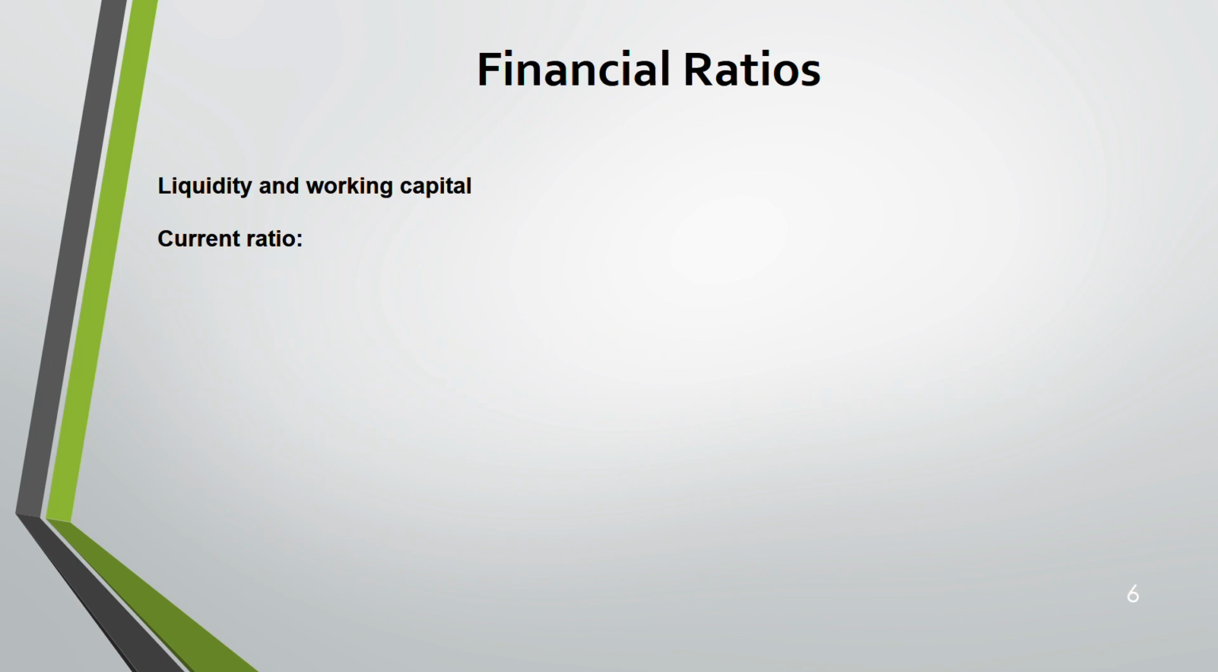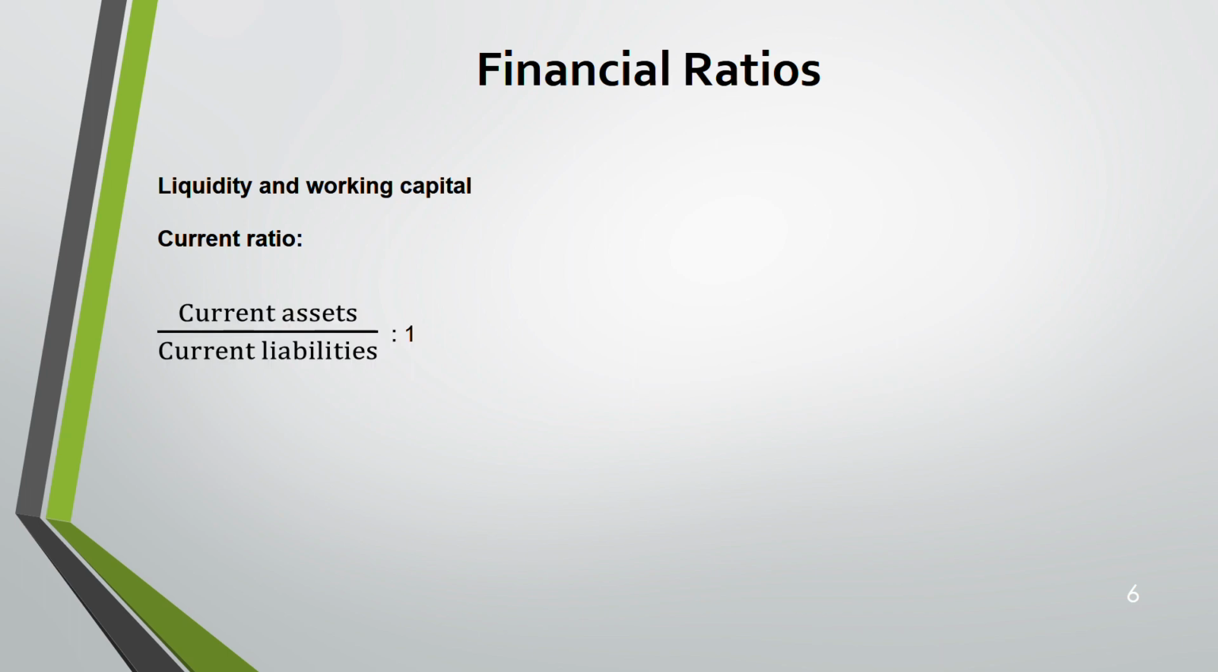Moving to liquidity and working capital. This is the second set of ratios. First was profitability. Under that, we went through three ratios: gross profit margin, operating profit margin, and ROCE. Now we are moving on to the second type of ratios, that is liquidity ratios. Under liquidity, we have two ratios: the current ratio and the acid test ratio.